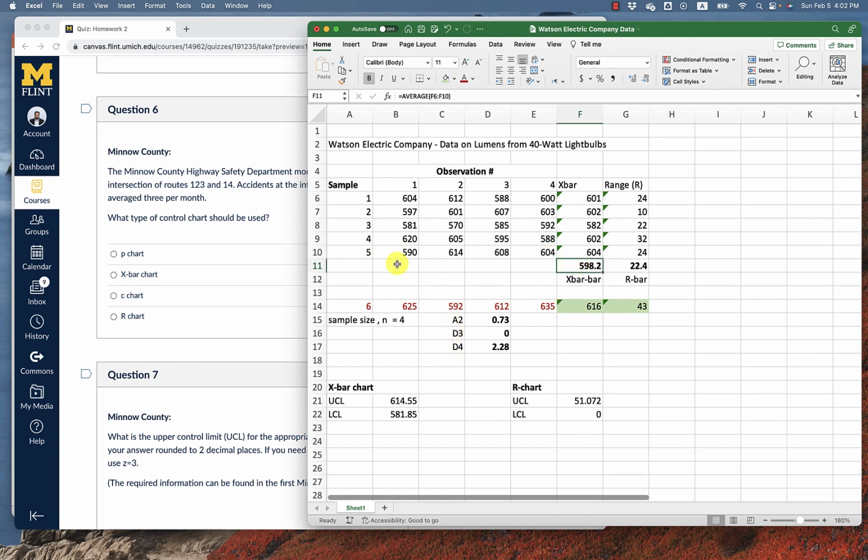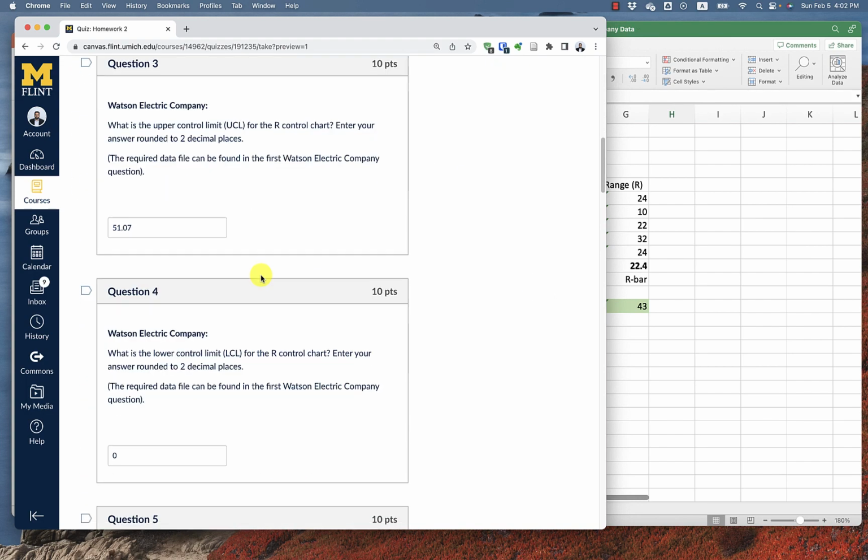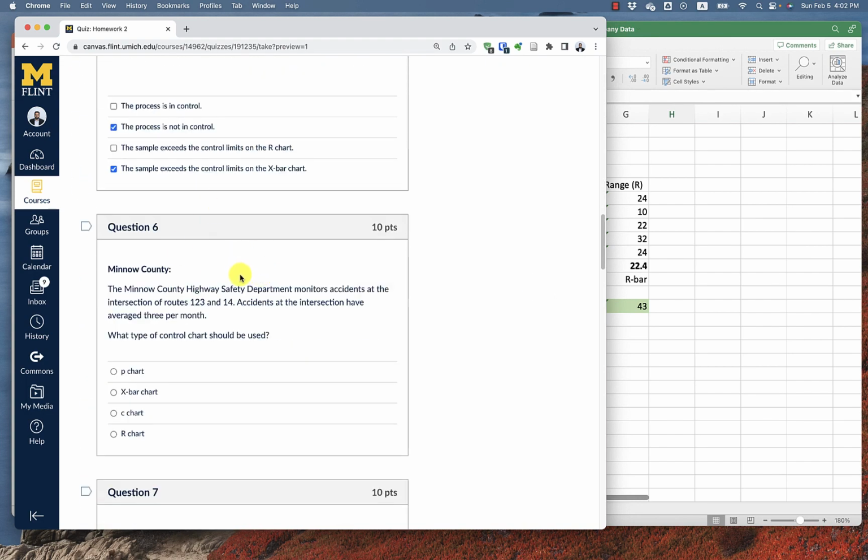Because when I added the row, Excel updated these two formulas. Okay, so that was the first Xbar and R chart question with multiple parts. Now let's go to the next question. We have a highway safety department that monitors accidents at the intersection of two highways or roads. Accidents have averaged 3 per month. What type of control chart should be used?